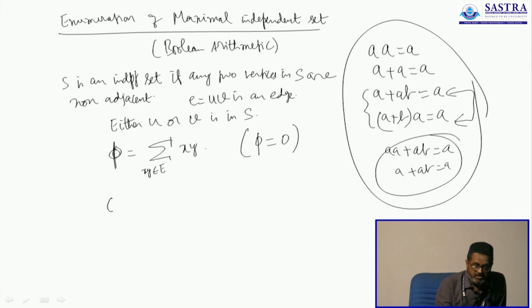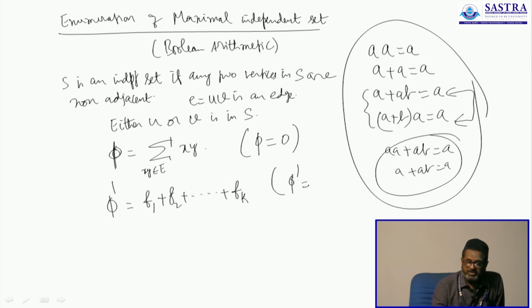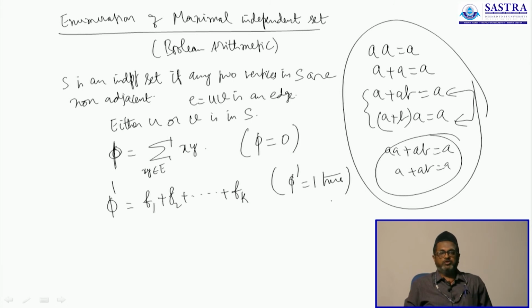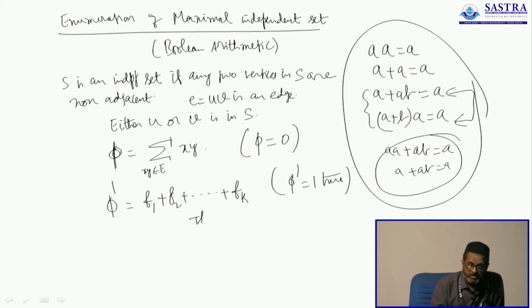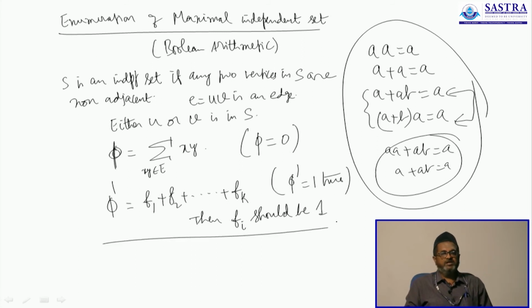So now what I do is take the complement phi dash, which will be f1 plus f2 plus so on up to fk. Then automatically phi dash has to be 1; this has to be true. I cannot have both the endpoints in the set, so I will have either one in the set. Phi dash should be 1 always. If phi dash is 1, then any one of the fi should be 1. So when I find this phi dash and remove the elements which are not in the expression of phi dash, that will give you an independent set. So enumeration of all the independent sets can be done using the Boolean expression.